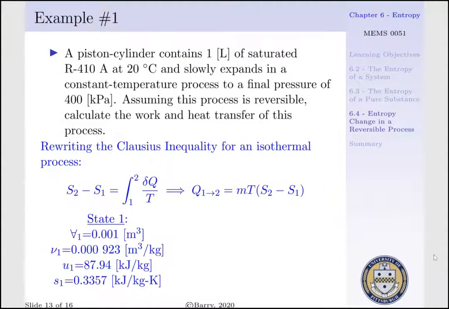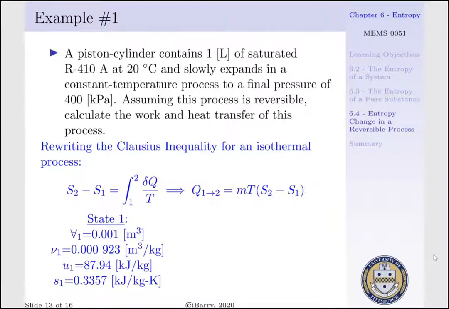First, let's look at state 1. We know we have a volume of 0.001 meters cubed. Our specific volume is 0.000923 meters cubed per kg. Our specific internal energy is 87.94 kilojoule per kg. And our specific entropy is 0.3357 kilojoule per kg.